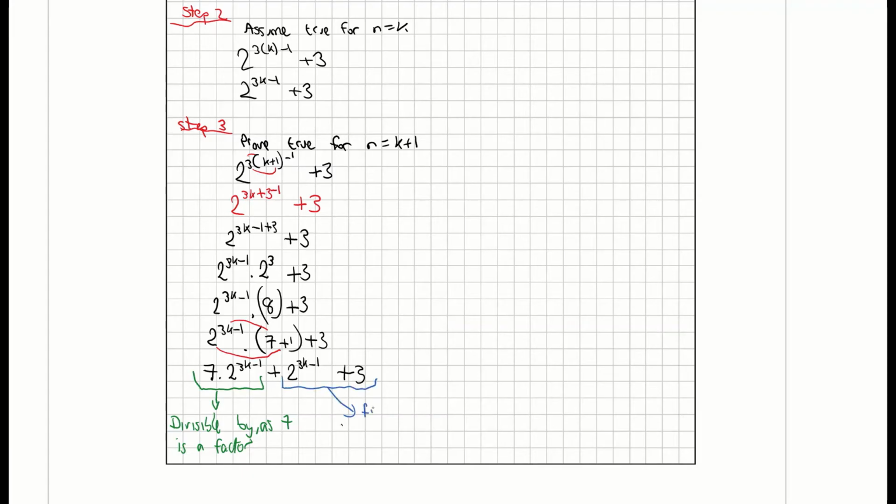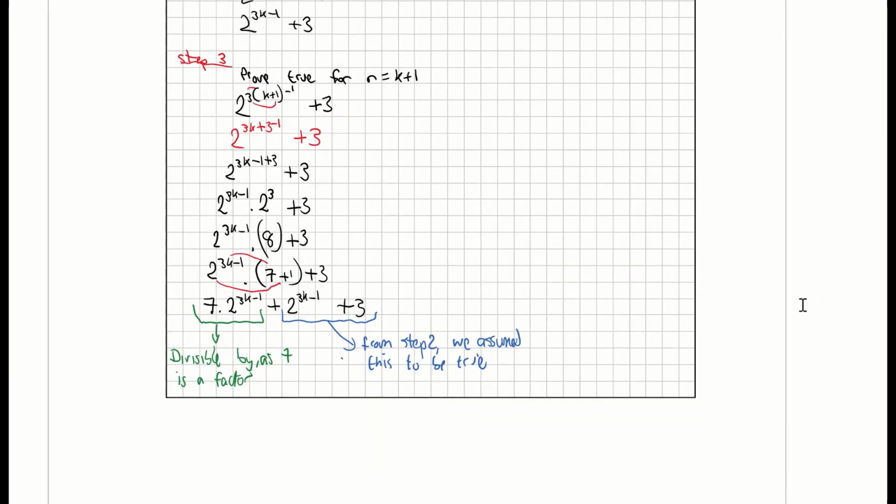from step 2, we assumed this to be true. Okay, so if you scroll back up there, you can see from step 2, we assume that 2 to the power of 3k subtract 1 plus 3 is divisible by 7. So what does that mean?